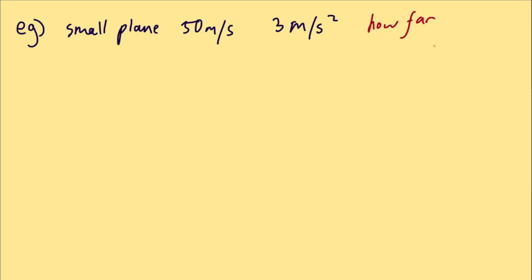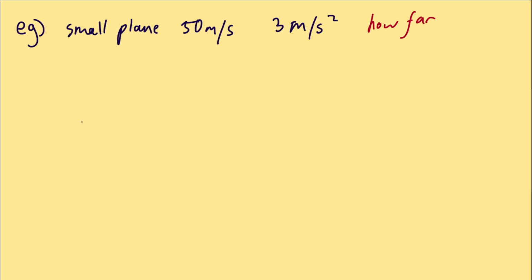So you have a small plane, and to take off the ground, it needs to reach a velocity of 50 meters per second. The plane on the runway accelerates at 3 meters per second squared. The question is, how far does it have to travel to reach this takeoff velocity? First, let's identify what exactly we're looking for. We're looking for the length of runway required for the plane to reach this takeoff velocity. So basically, displacement.